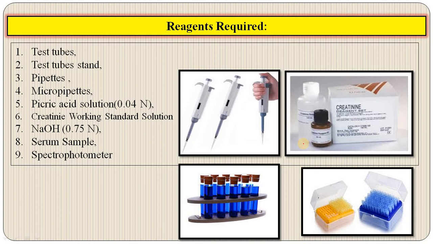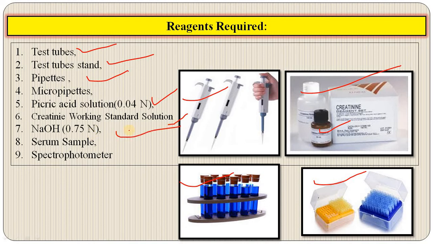First of all, for the estimation of the serum creatinine, test tube stands are required. Test tube stand, pipettes, micropipettes, macro tips are required. 0.04 normal picric acid reagent is required. This is the picric acid reagent. Creatinine working standard solution is required. 0.75 normal sodium hydroxide is required. Serum sample, double distilled water, spectrophotometer, and incubator are also required.